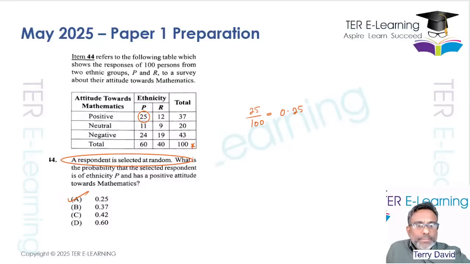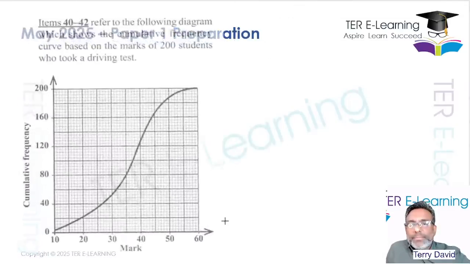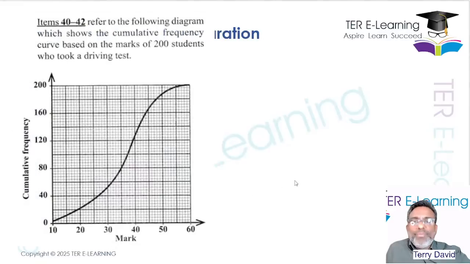Let's look at this question here. Right, let me make this a little bigger. So we have a graph here, and we have 3 questions based on this cumulative frequency curve. The diagram shows the cumulative frequency curve based on the marks of 200 students who took a driving test. So we have a cumulative frequency curve here. And what do we want? The first part, we want to know what is the median score.